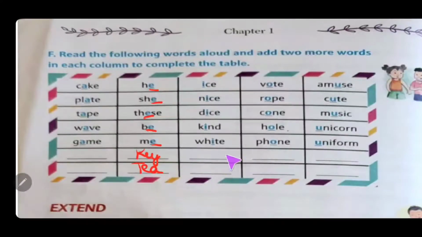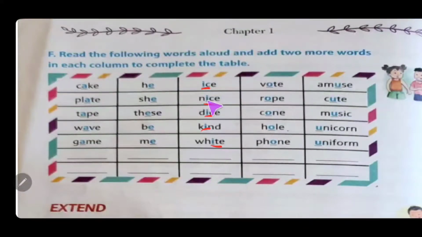Similarly, in this column, the words are ice, nice, dice, kind, white, right? So what is common in all these words? We can see that I is common in all these words, like ice, I is there, nice, I is there, dice, I is there, kind, I is there, white, I is there.